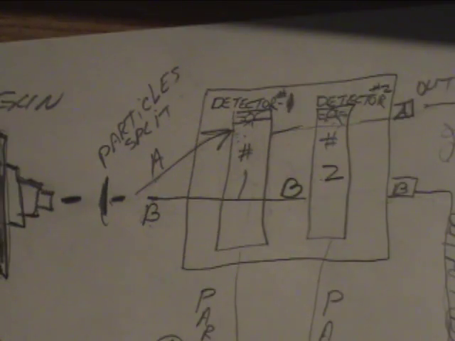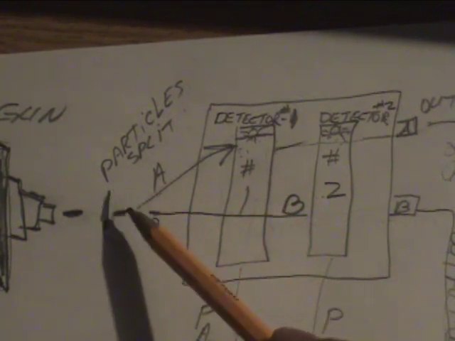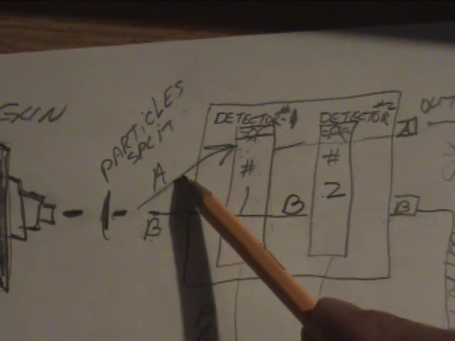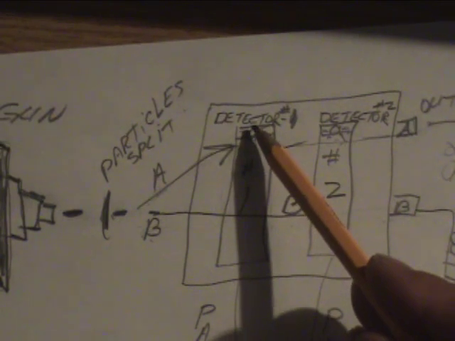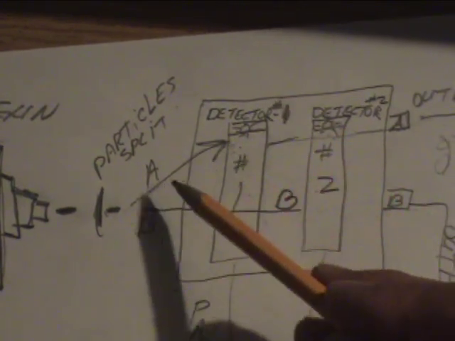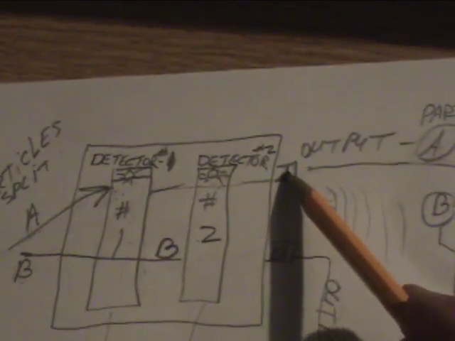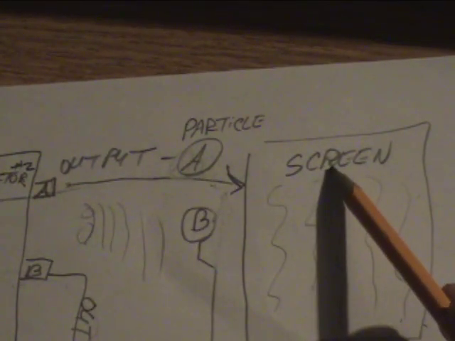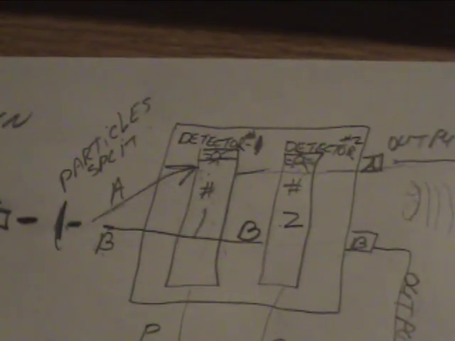Now what happens is the particle is split right here, and right here you have particle A goes to slit number 1. Once it's detected by detector number 1, the particle goes through, comes out, and registers at the screen. Now, the difference between particle 1 and 2 is that the path they took was completely different.